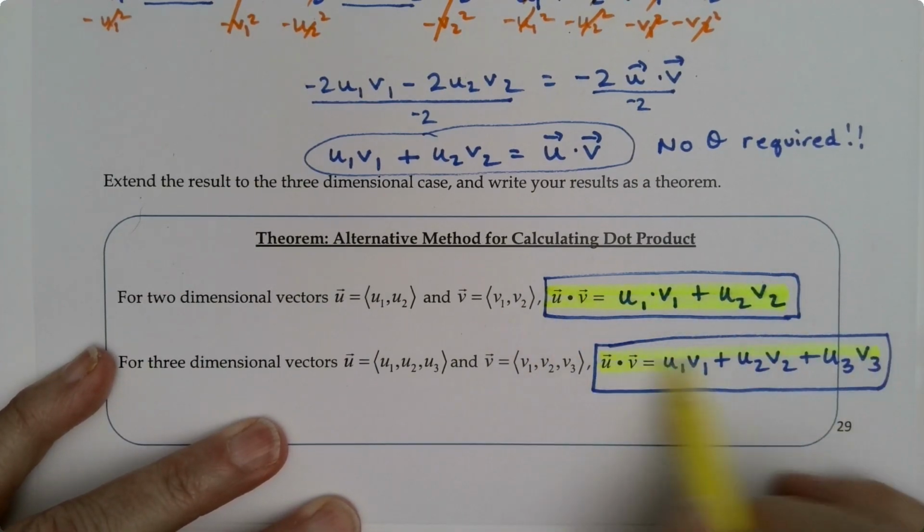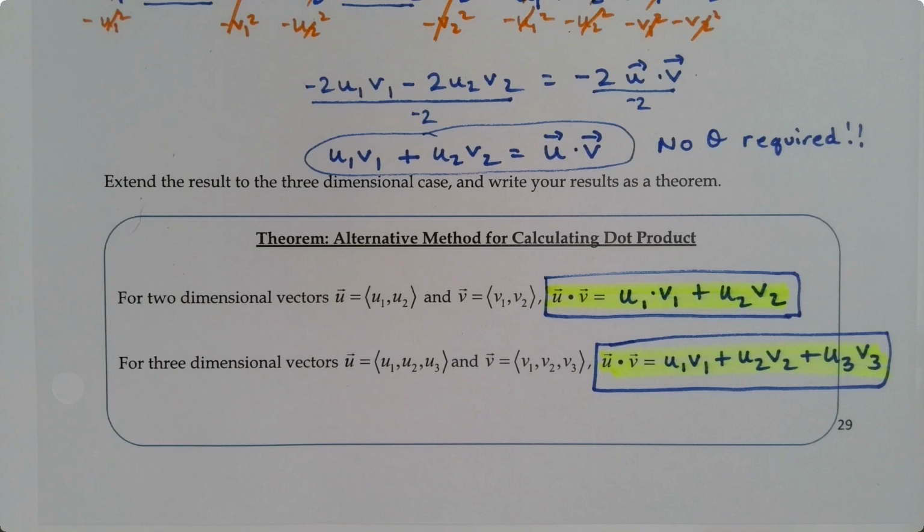Now that said, will we always use these alternative formulas? No. It depends on the problem. We're going to see applications where we know the angle, right? And then we're going to see applications where we don't. So when we do not know the angle, this method can be used. So let's do a little example with that.